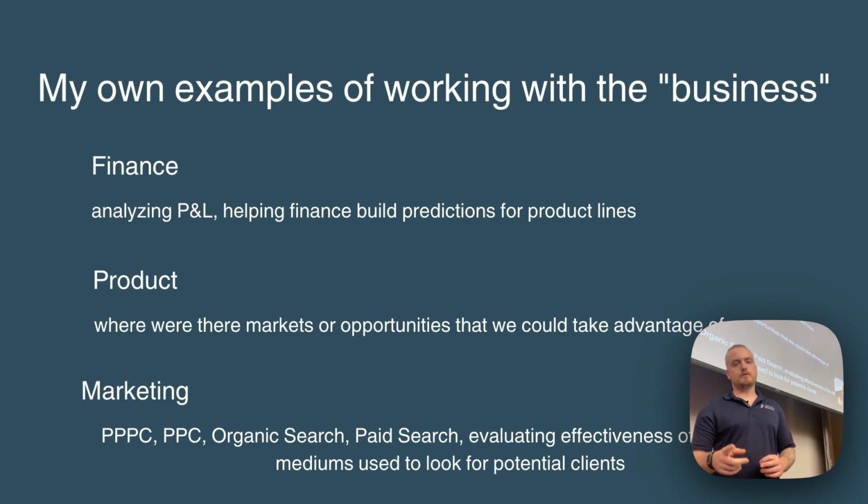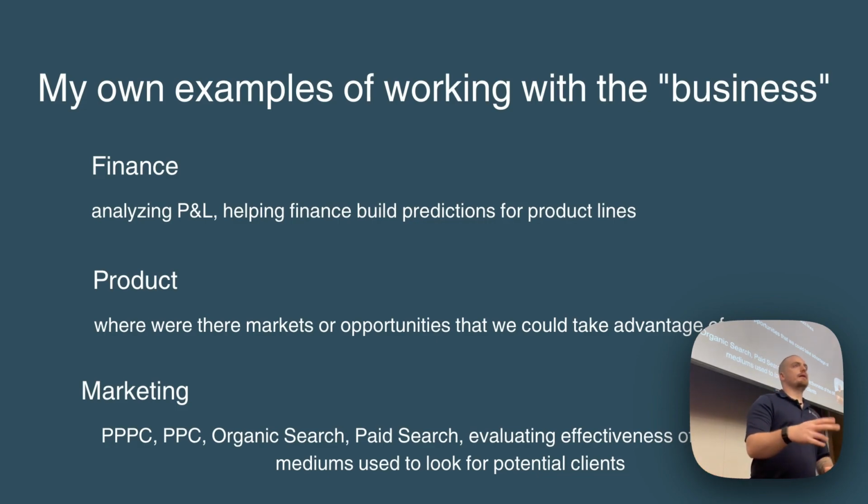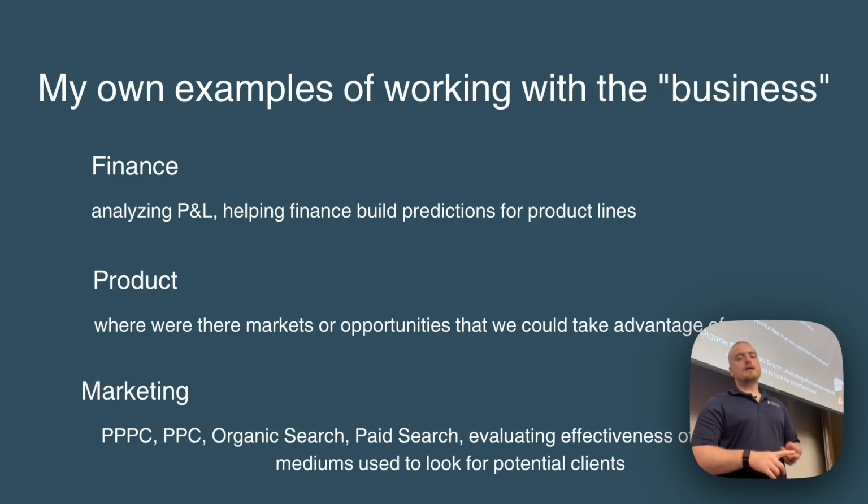P&L. Then product: where were these markets or opportunities that we could take advantage of? The product and marketing had a lot to do with each other in this sense. Product would want to launch a new product, but then marketing would have to market that new product or else it wouldn't be successful. So they're working really hand in hand. A lot of these projects went together where I was working with both product and marketing. But the marketing could be split out a little bit further.